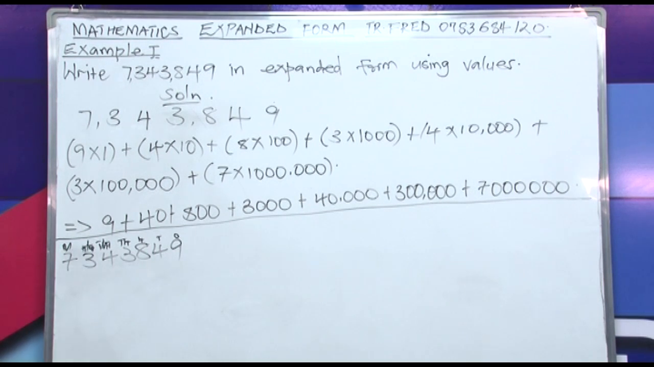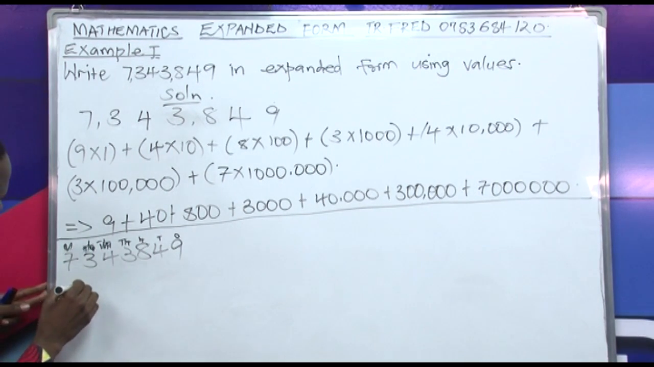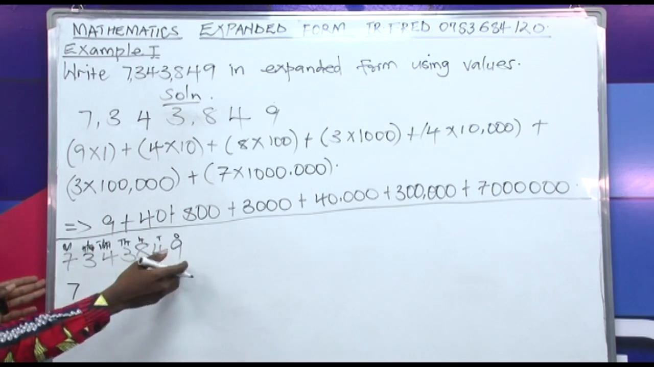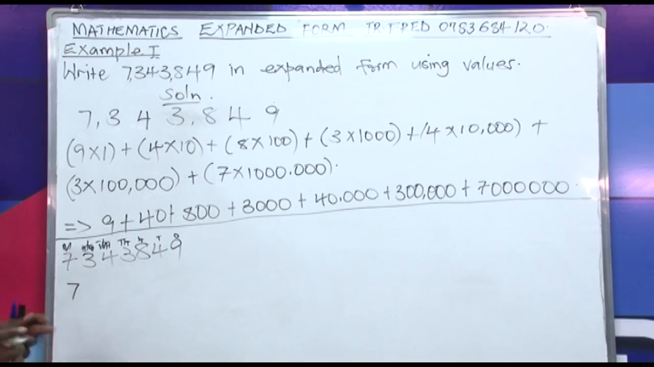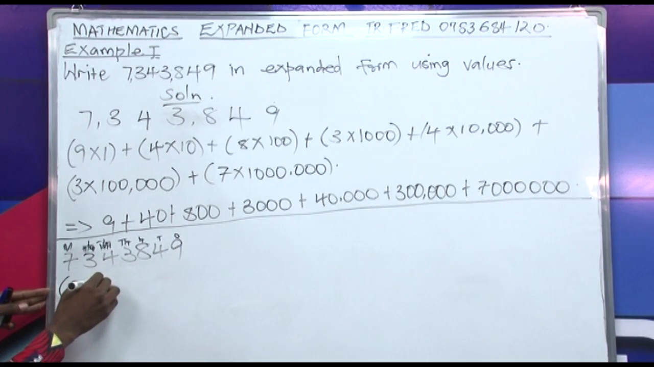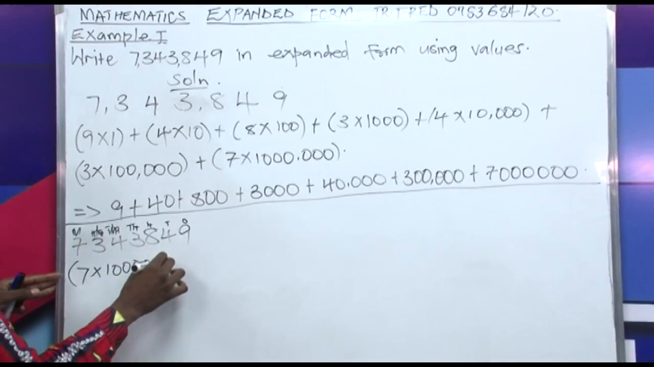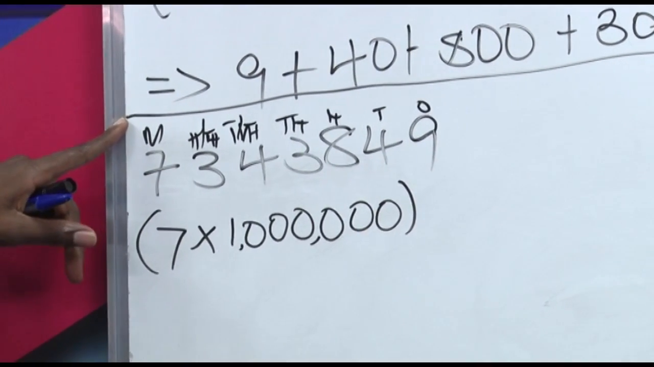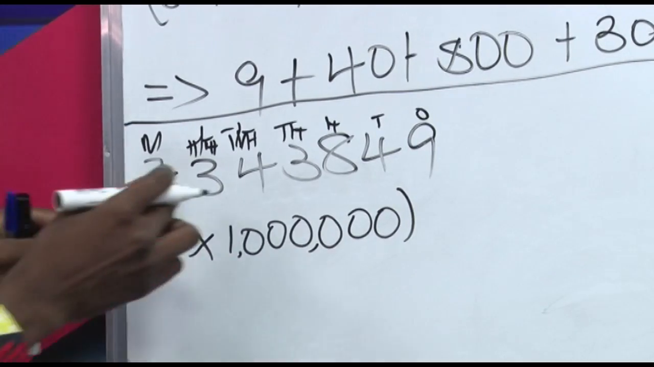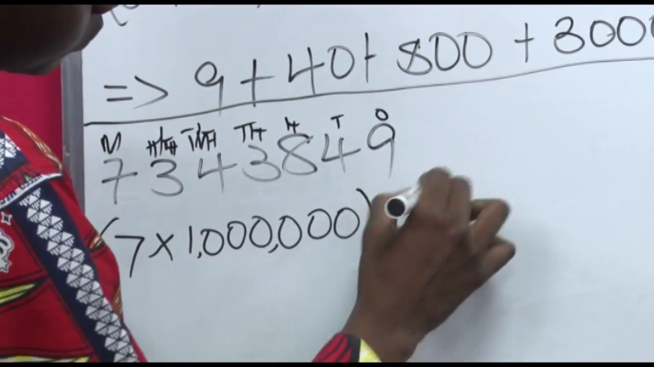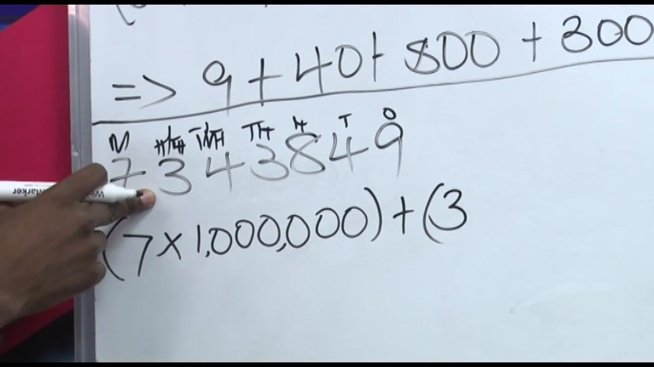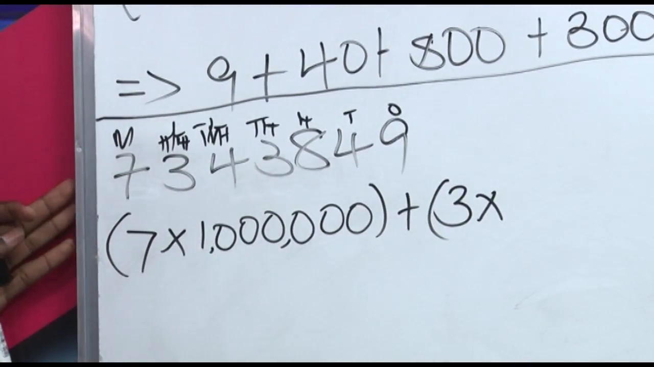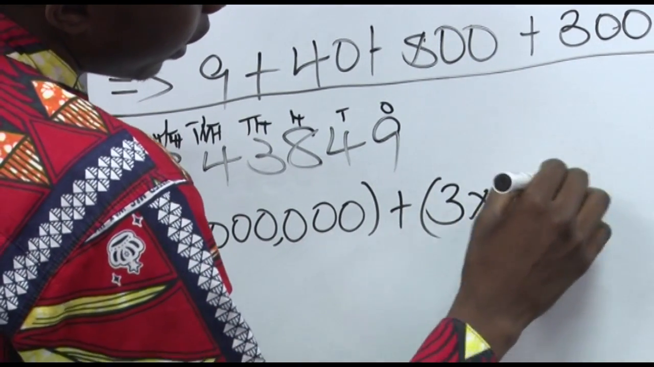So when we reach there, I'll come to the first one. I'll have 7. And I'll ask myself, which place value does 7 take? When you look at this number, we have said 7 takes the position of millions. So I'll have 7 times 1 million. I'm multiplying by 1 million because 7 is under the place value of millions. Then we shall come to 3. Plus 3. Which place value does 3 lie under? It is under 100,000. So if it is under 100,000, I'll multiply it by 100,000.